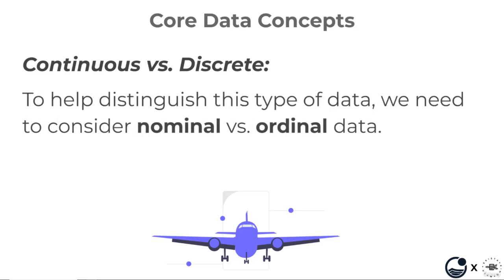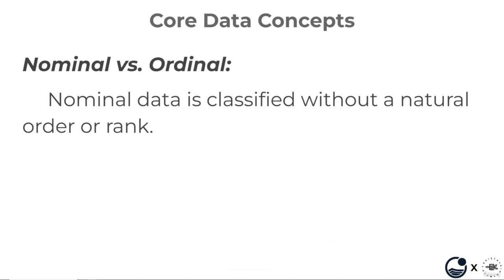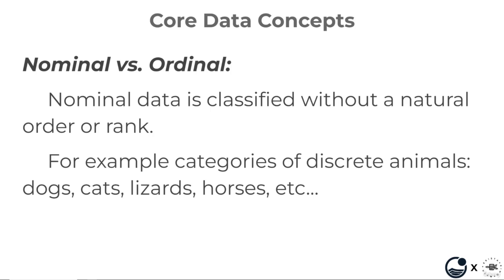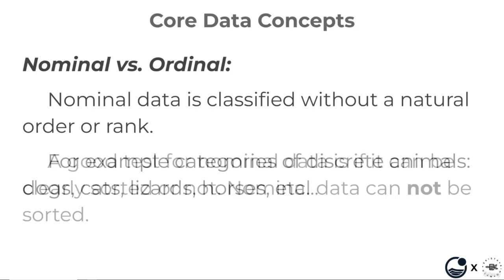So to help distinguish with this type of data, we need some more vocabulary, and that's where the terms nominal versus ordinal come into play. Nominal data is classified without a natural order or rank. So for example, if we're thinking of categories of discrete animals like dogs, cats, lizards, horses, etc., this is nominal data. There's no real ranking that's official to these particular animals, although we may think dogs are the best animals, but that's for another time.